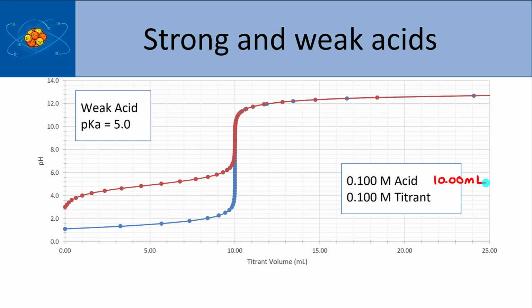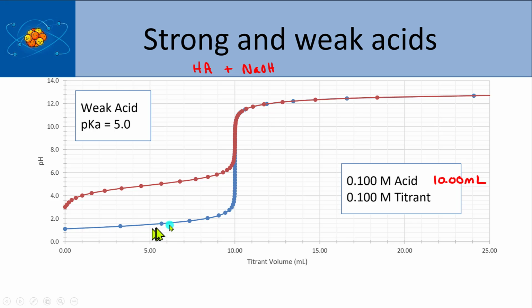And the molarity of the titrant is 0.100 molar. And we're assuming a monoprotic acid being titrated with something like sodium hydroxide as a strong base. Okay, so typically the titrant is a strong base for a weak acid titration. And so what we see is a couple of different things that are different about these curves.